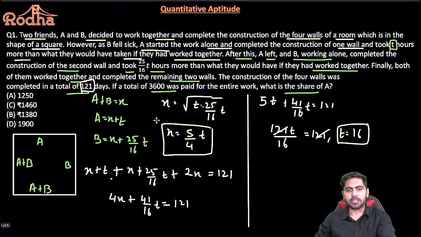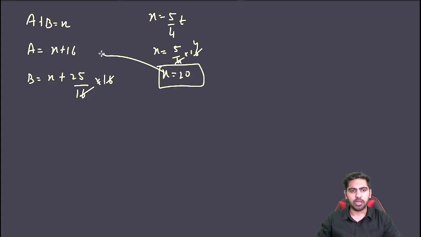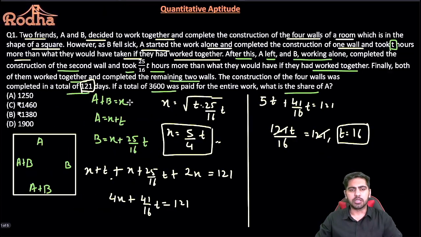Now we know that the value of x was 5 by 4t. So if I put the value of t as 16, the value of x will become 5 by 4 into 16, which is 20. So if I substitute this value of x as 20 in both places, I get the number of days taken by A and B. So A is going to take 36 days, and B is going to take 45 days, right? Now remember, for the four walls, 3600 was paid. So per wall, the payment due is 900, isn't it? So 900 for the first wall A will get, 900 for the second wall B will get, right?